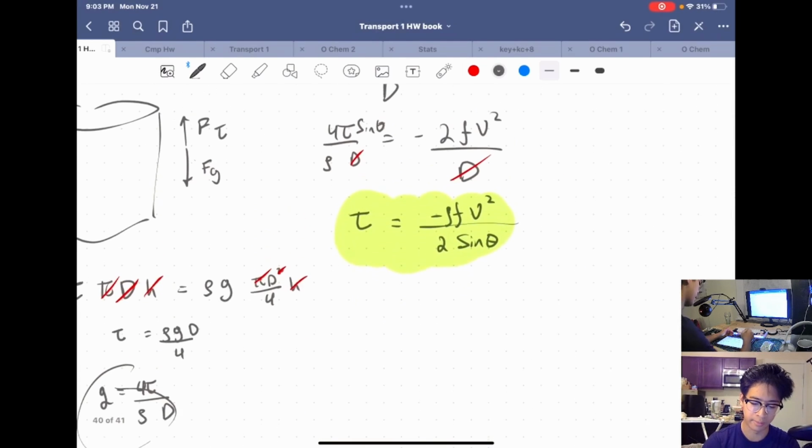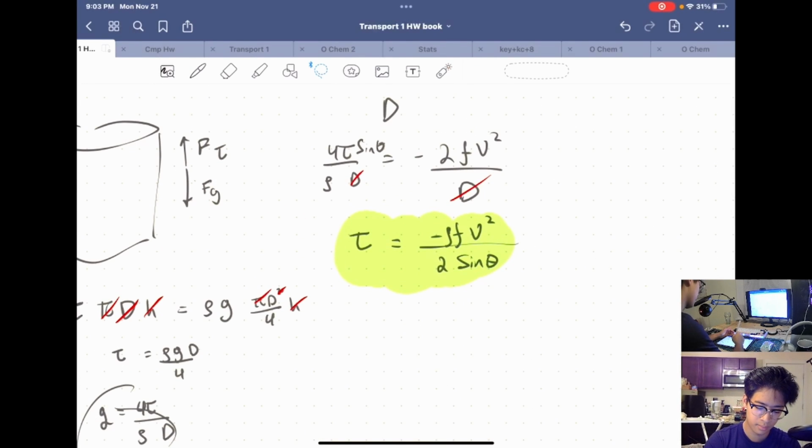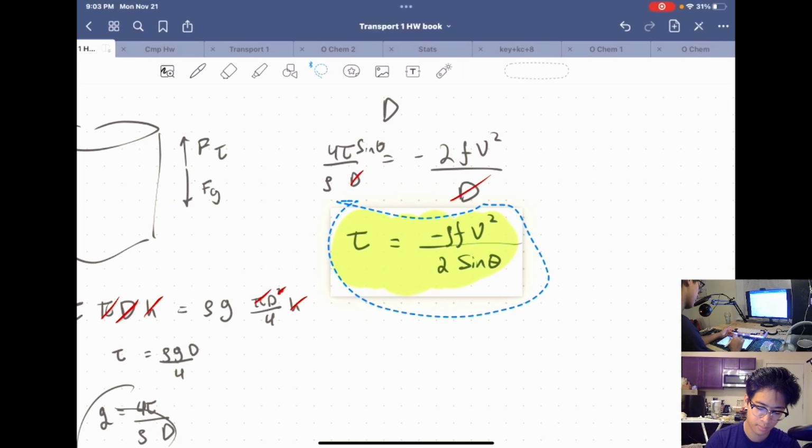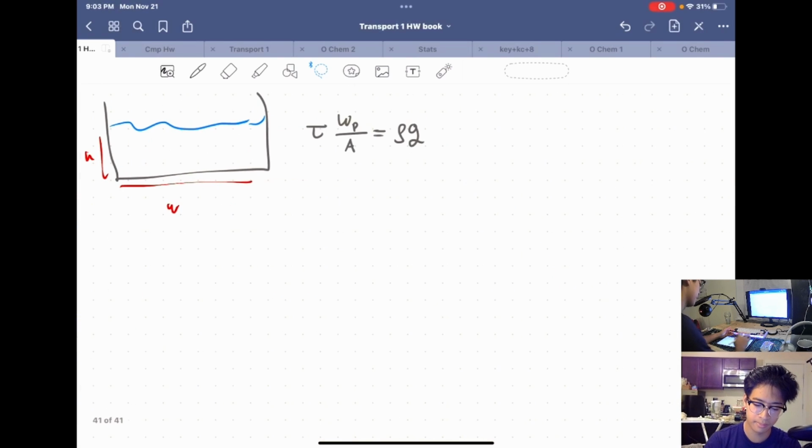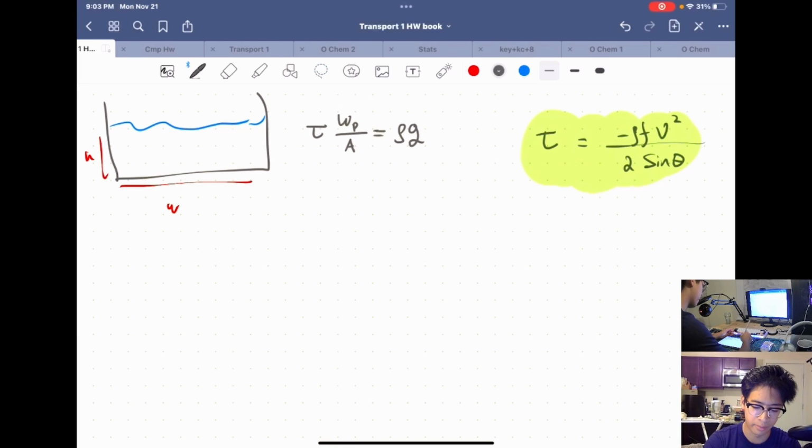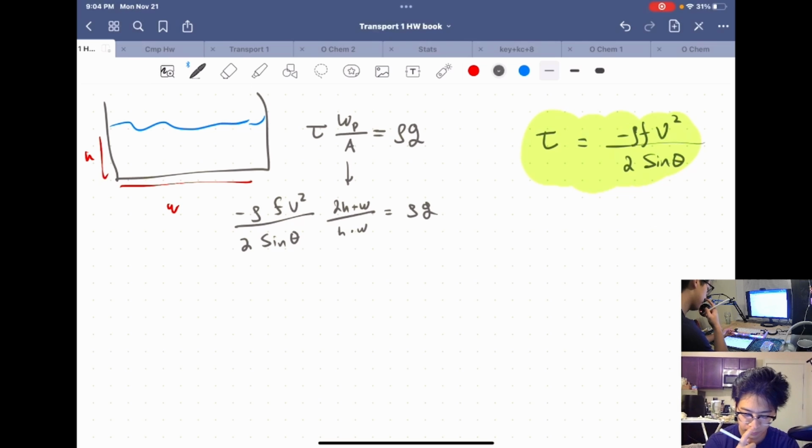Let's copy over our expression for shear stress, a rather nice expression. And let's tackle wetted perimeter over area. What is that? It's pretty easy. Wetted perimeter is twice the height plus the width, and the area is height times width. Equals rho G. Then we have our shear stress is negative rho f V squared over 2 sine theta, right?